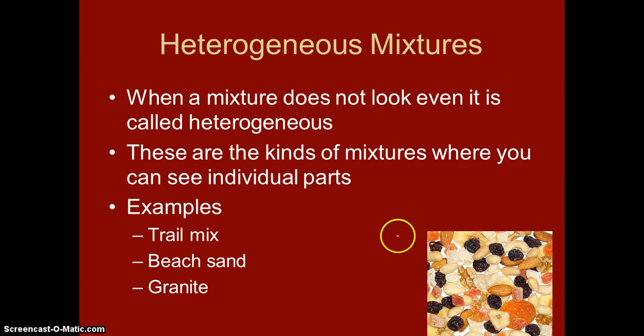So for example, over here in our mix of dried fruit and peanuts and whatever, you can see the individual parts. Right here, I've got a peanut. Right here, I've got a raisin. Over here, I've got an almond, etc. You've got a banana chip. You can see all the individual parts.